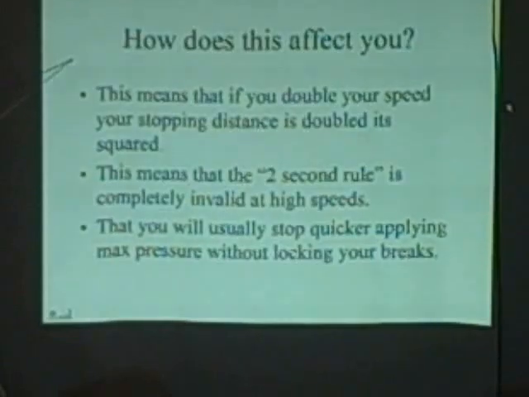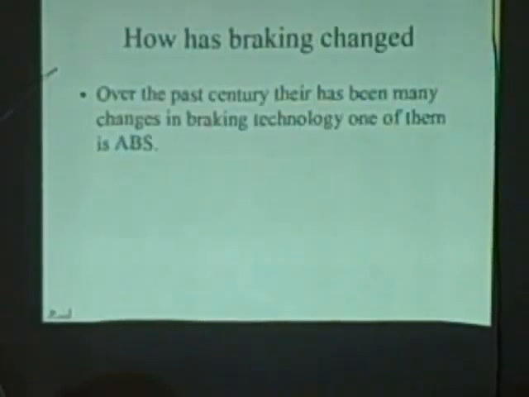Now how does this affect you? This means that if you double your speed, your stopping distance is not doubled, it's squared. This also means that the 2-second rule in driving is completely invalid at high speeds. It also means that you'll usually be able to stop quicker by applying maximum pressure to your brakes without locking them.